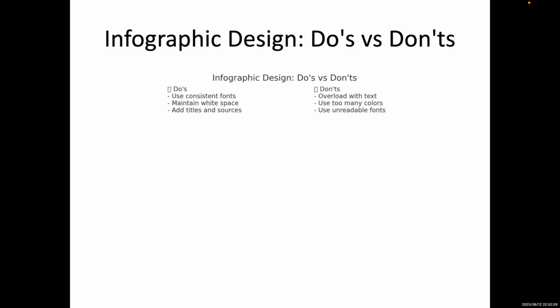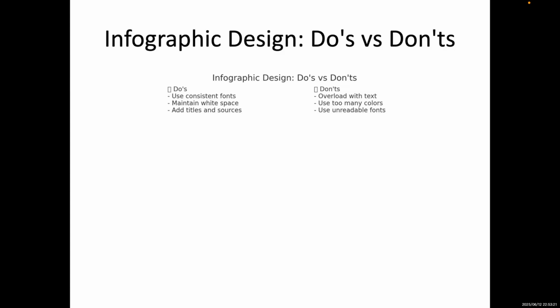Now, let's talk about design. Even the right chart can be useless if it's poorly designed. On the slide, you can see a side by side of what to do and what to avoid. On the left, we follow good practice: consistent fonts, clean layout, clear titles, and source labels. On the right, we have common problems: too many fonts or colors, a crowded layout, and missing legends or confusing labels. These mistakes make infographics hard to read and hurt your credibility.